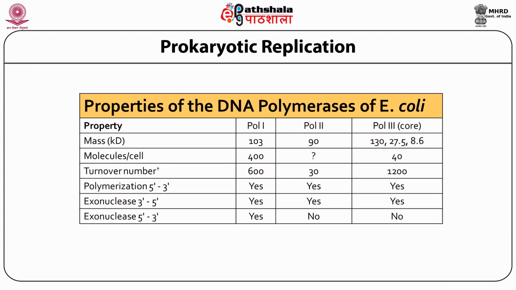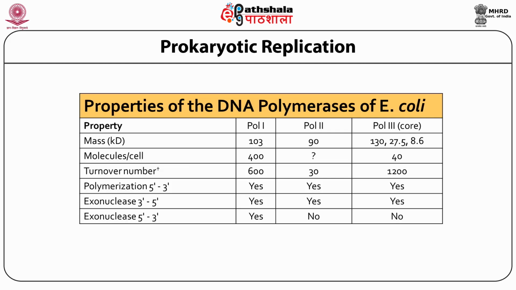In E. coli, there are multiple DNA polymerases. They are polymerase 1, 2 and 3. This table gives an overview of the characteristic properties of each one of them. You can see that all three have 5' to 3' polymerase activity, and the turnover number is different for each of them. The highest turnover, meaning the highest number of nucleotides added per second, is for DNA polymerase 3.